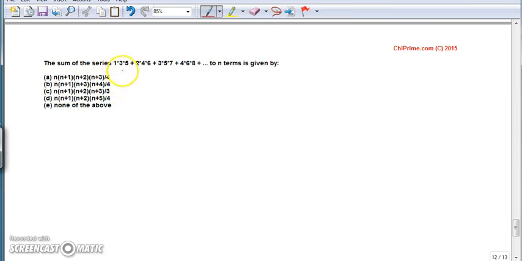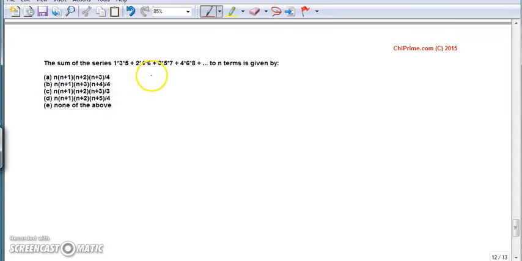Another way of solving this would be to actually sum the series to 2 terms, to 3 terms, and so on, and then substitute n equals 1, n equals 2, n equals 3, and so on, and see which of these expressions actually gives us the correct answer and select that as the right answer to the problem.